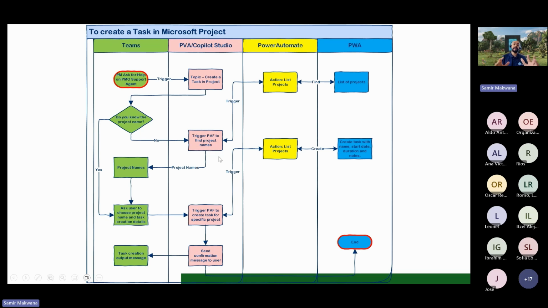So as you can see in the deck on the screen right now, I have created a small proof of concept where I'm going to use Teams to interact with the Copilot Studio agent, where I'm going to say, okay, can you help me create a task in a specific project? And it will ask me a few details. And based on my details, it's going to trigger a Power Automate workflow to interact with Project Web App, and it's going to create those tasks under the specific project. So without further ado, let's jump into the demo.